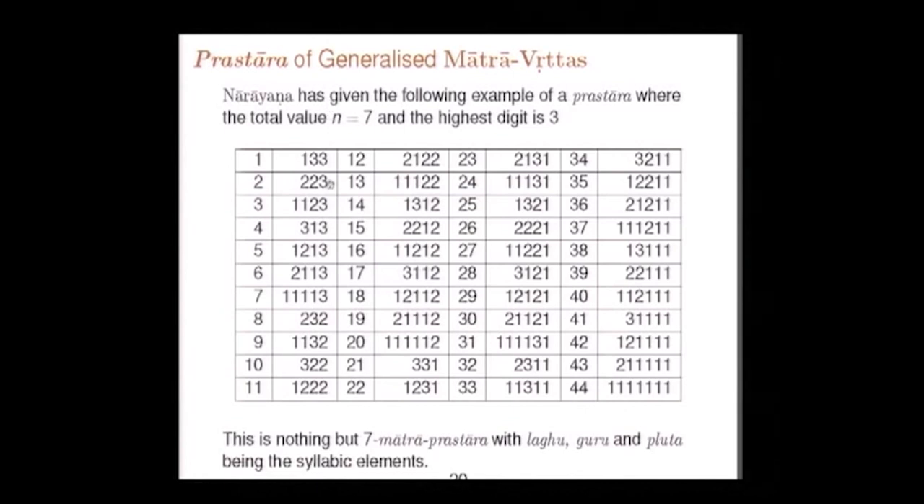Like that you go on, you will see that you have about 7 such rows which have 3 as the last entry. That is followed by about 13 rows which have 2 as the last entry. That is followed by the rest of the rows, which is about 22 plus 2, 24 rows, which have 1 as the last entry. So this is the prastara.